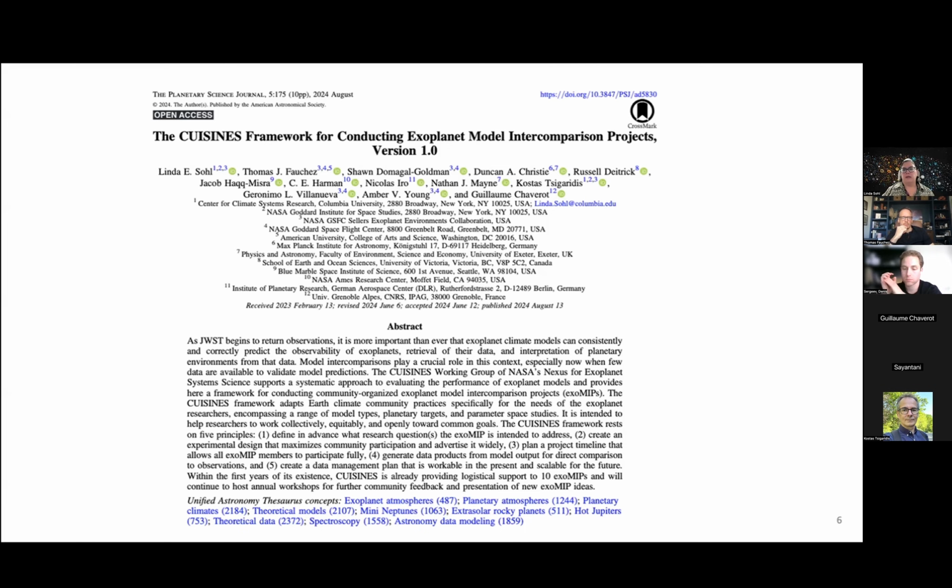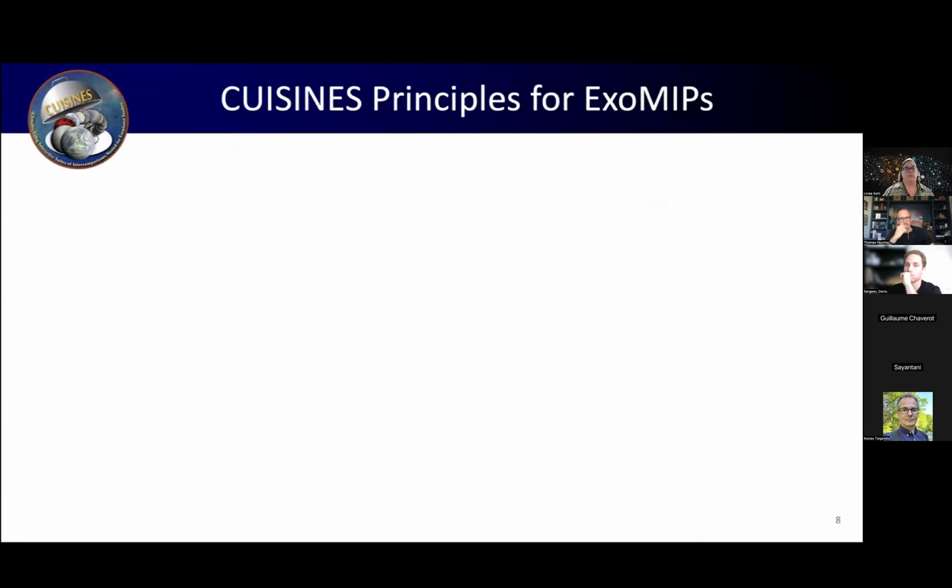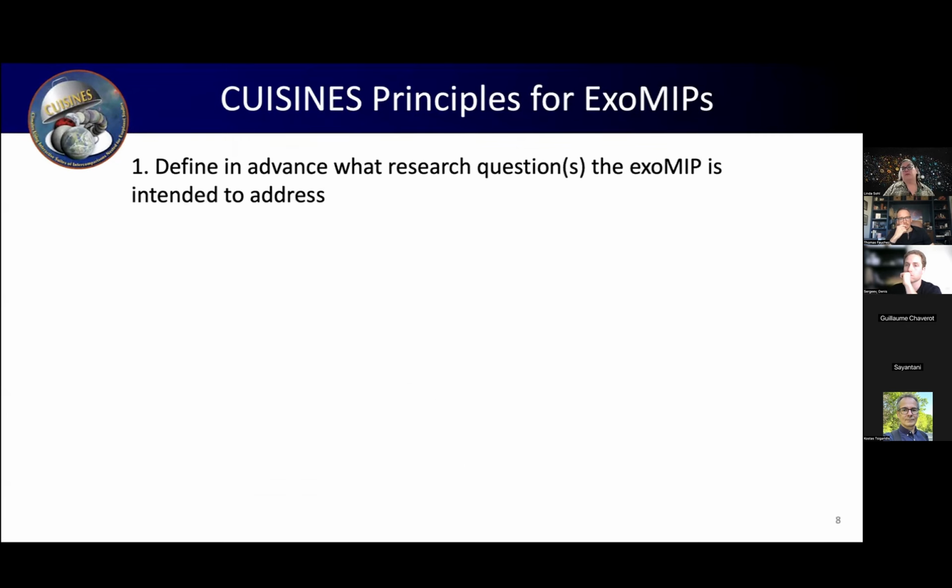And the key aspect about this paper is that it highlights 5 principles that serve as the foundation, or should serve as the foundation, for any CUISINES ExoMIP that is planned, right? And so what are these principles? Well, first, to define in advance what research question the ExoMIP is intended to address. Right now, we have an embarrassment of riches in terms of parameter space of things that we can model.